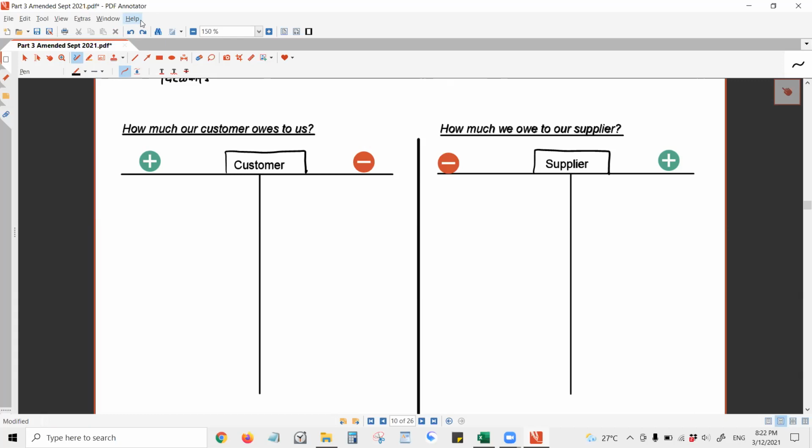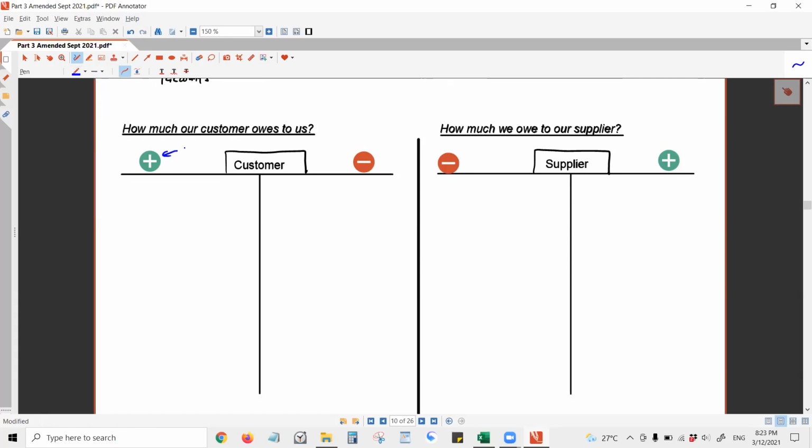In a customer account, the debit side is a plus, and the minus sign is on the credit side. Supplier account is the other way around. Plus is on the credit side, minus is on the debit side. Nothing to explain here, this is a fact. And then, what do the minus and plus signs mean?